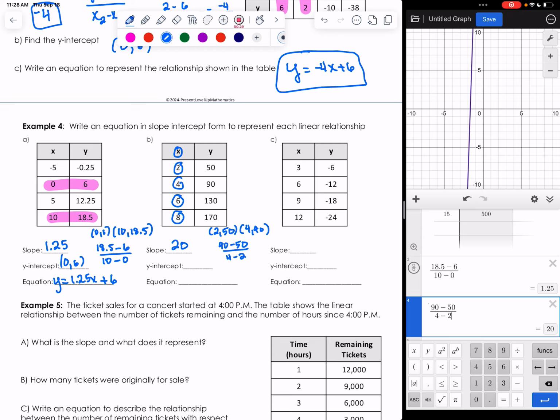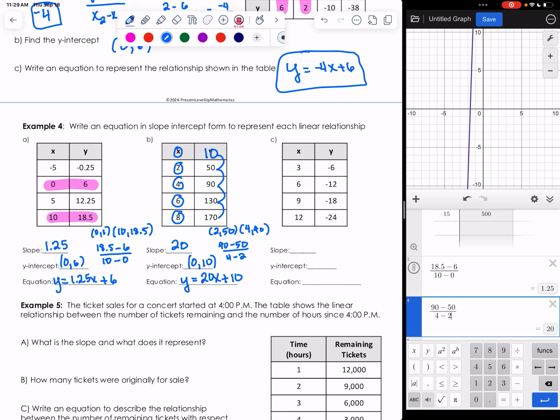All right. On the y's, let's see. We're going 170 to 130. That's down 40. Then we go down 40 again to get to 90. We go down 40 again to get to 50. If we went down 40 again, 50 minus 40 would give us 10. So we have a y-intercept of (0, 10). Now we can put that together to write our equation. y equals 20x plus 10.